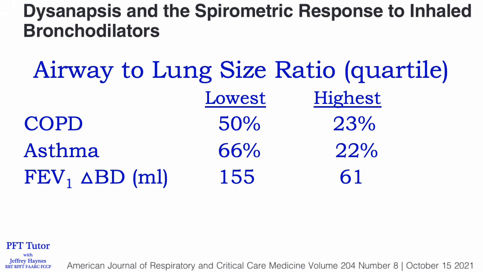Subjects with the most dysanapsis had a COPD prevalence of 50% compared to 23% in those with the least amount of dysanapsis. Subjects with the most dysanapsis had an asthma prevalence of 66% compared to 22% in those with the least dysanapsis, and those with the most dysanapsis had a larger increase in FEV1 after bronchodilator.